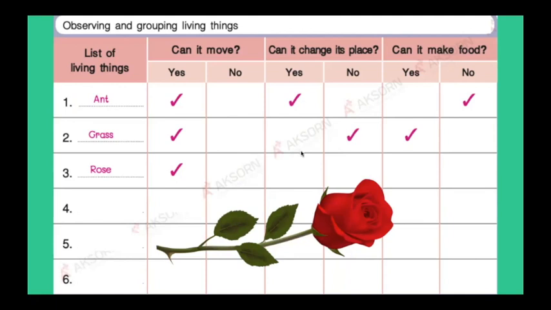Can it change its place? Same like grass, it cannot change place. So we tick answer no. What about can it make food or not? Look, it's green. It means that it is a flower, a plant, it has chlorophyll, and it can produce food, right? So this is it.